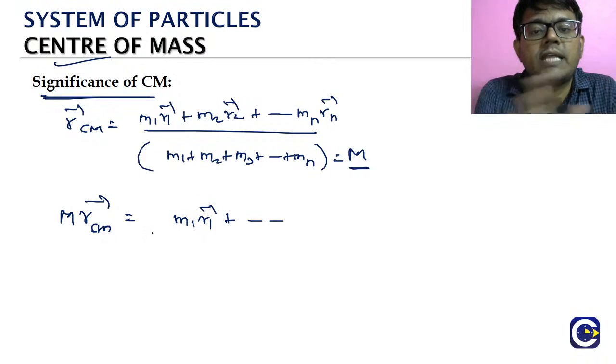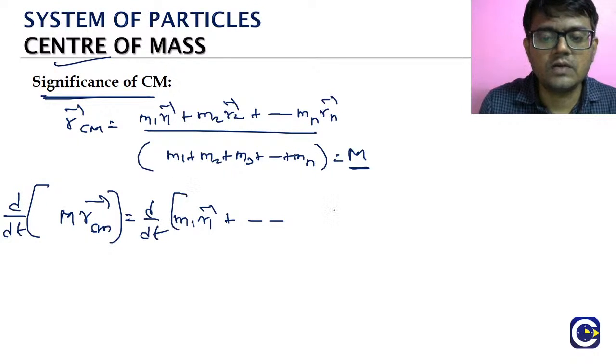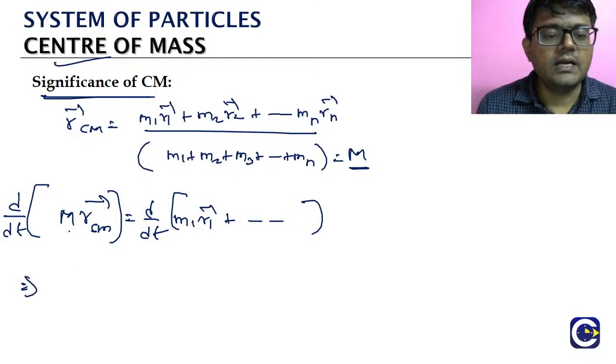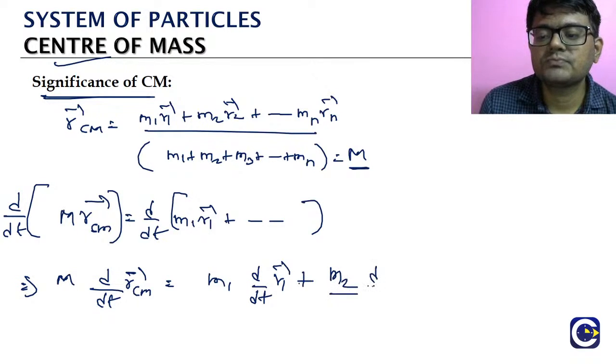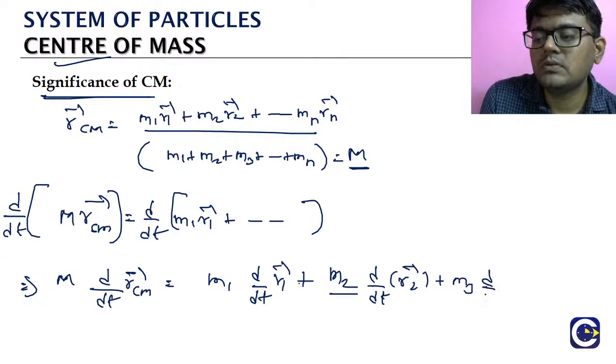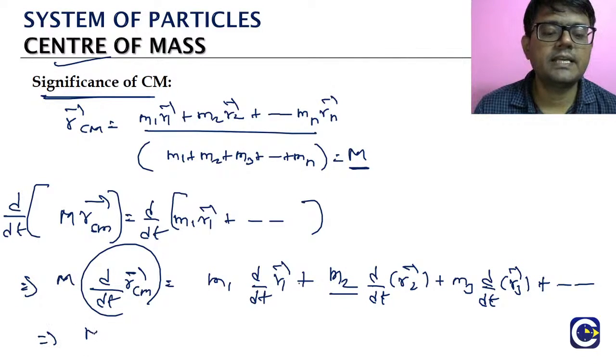Now we will try to take a derivative on both sides. We can take a derivative with respect to time. Okay? M is a constant, right? So M into the derivative of the center of mass position with respect to time is equal to m1 into the derivative of r1, m2 into the derivative of r2, m3 into the derivative of r3, and it keeps going like that. So the derivative of the position vector of the center of mass, what is it?